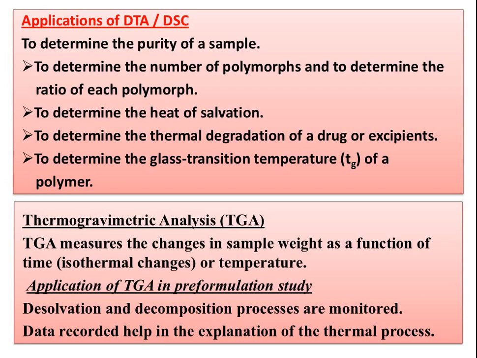After that, we have another tool, the thermogravimetric analysis, shortly called TGA. TGA works on the principle that it measures the changes in sample weight as a function of time as well as temperature. So as the time changes, as the temperature changes, what difference in weight occurs in the sample. Generally, TGA is used for dissolution and decomposition processes, and the data recorded by this study can be used for the explanation of thermal processes.